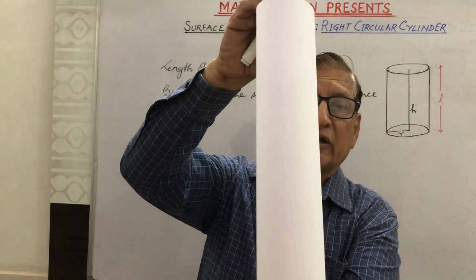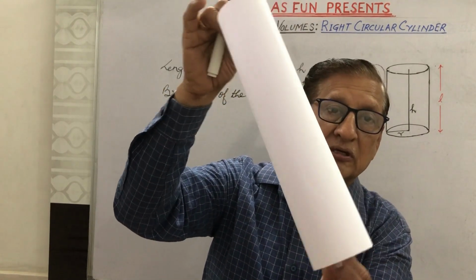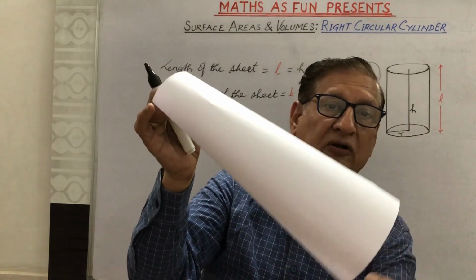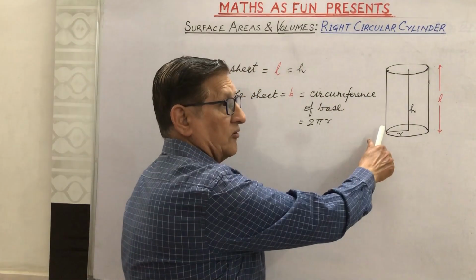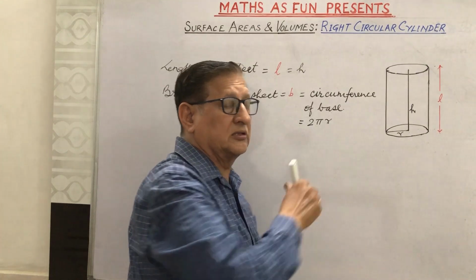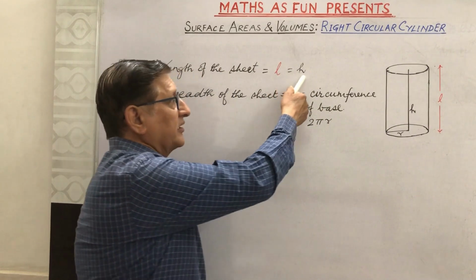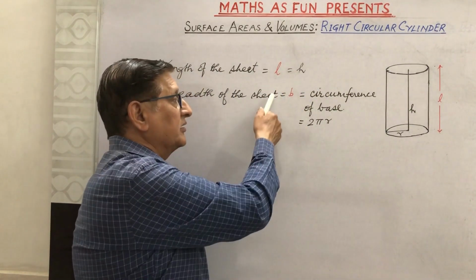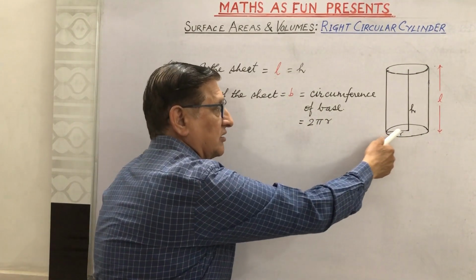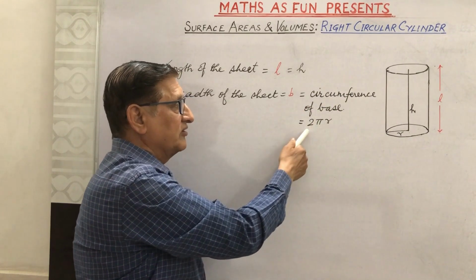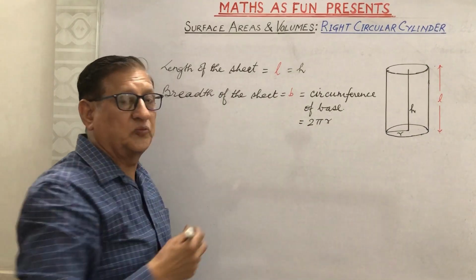In this cylinder, what are you finding? The length is the height of this, but this breadth is becoming the circumference of the base. So here we see if we are folding the sheet, then the length is acting as the height and the breadth becomes the circumference of the base. Suppose the radius of the base is r, then the circumference of the base will be 2 pi r, that we know. Breadth b will be acting as 2 pi r.